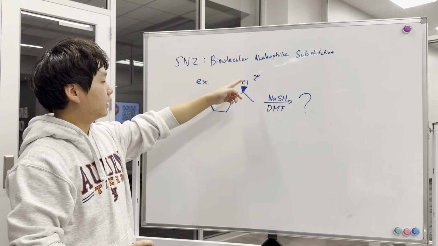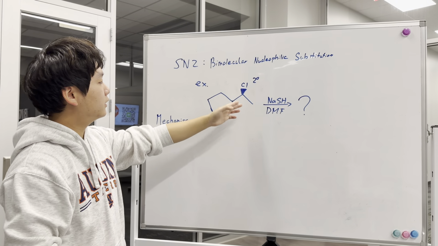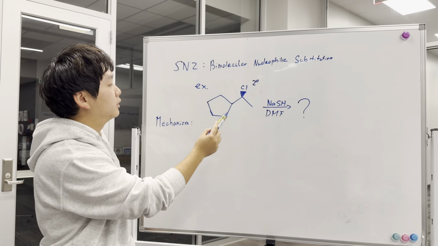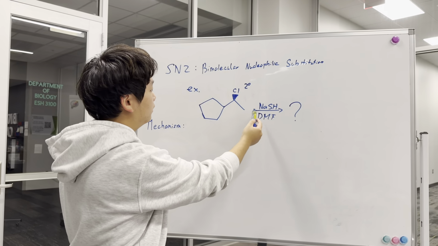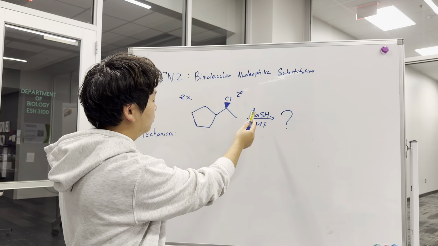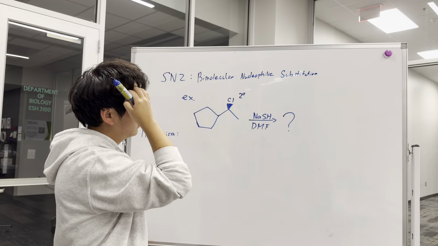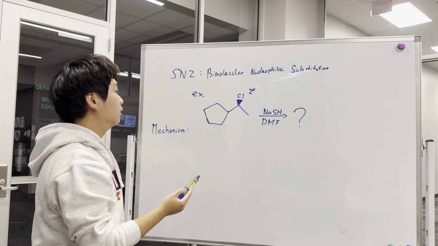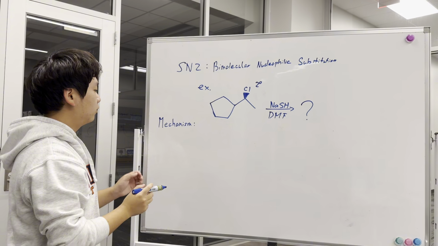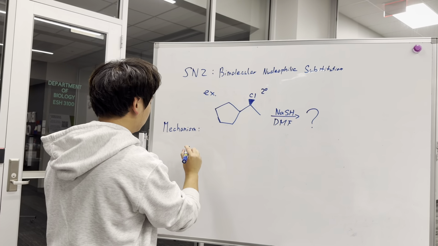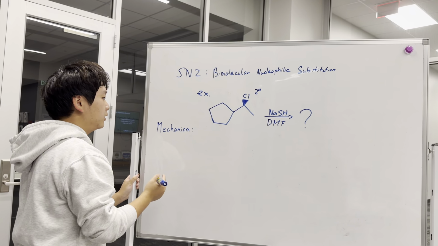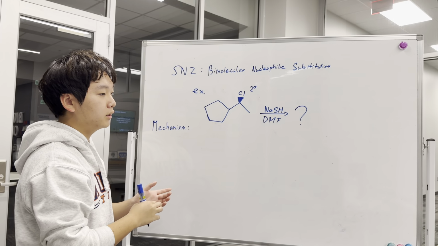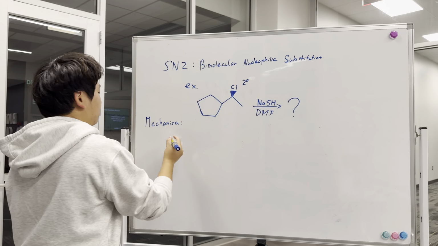Generally, if a halogen is attached to a primary or secondary carbon, in this case, it will favor substitution, and sodium sulfur hydride is a strong nucleophile, so it will undergo SN2. For the mechanism, it is a concerted step, which means the loss of leaving group and the nucleophilic attack will happen simultaneously.